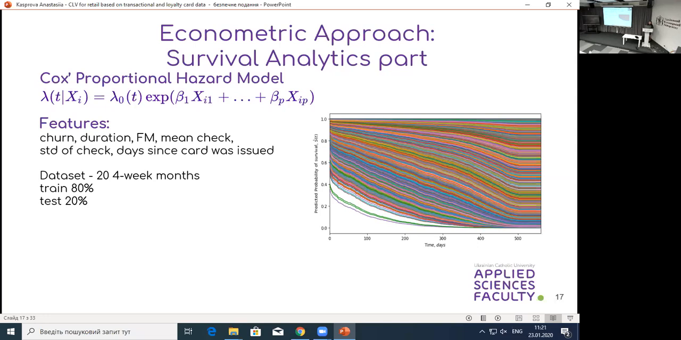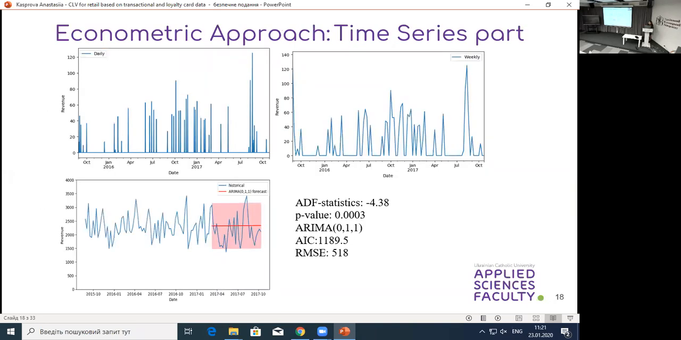Later I used this model to predict the lifespan of the customers who stayed with the company for the last months of the observation. We can see in this figure that there are those who are going to churn with high probability within a few days, and there are those who are going to stay with our stores forever, right? So we have already estimated the lifespan.